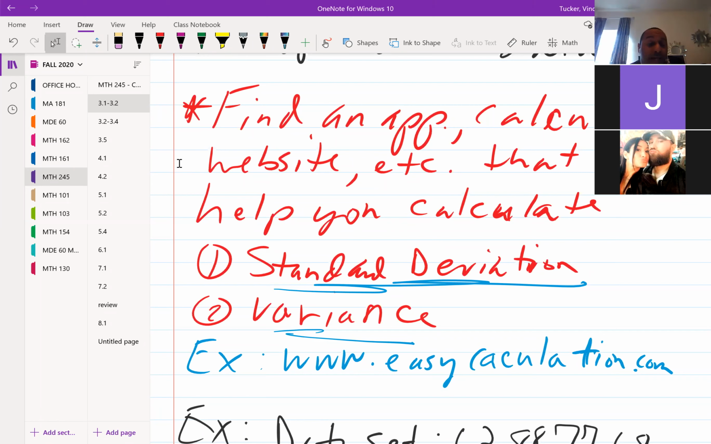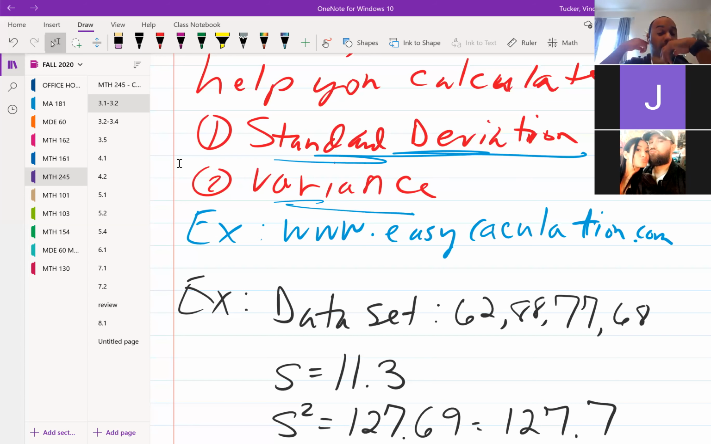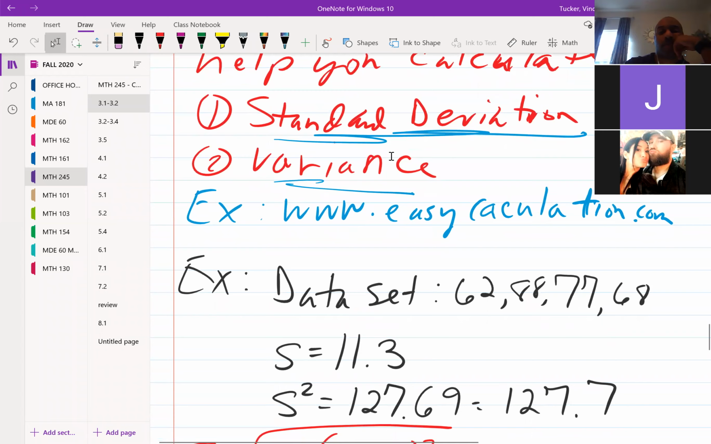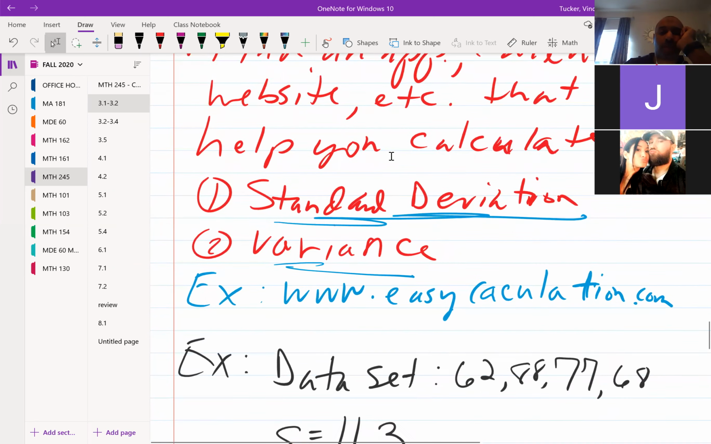I'm not asking you to buy anything, but some people have chosen to do that in the past when they purchased an app because they were going to use it for other things. Easycalculation.com is free. Most things out there are free for you to be able to calculate the standard deviation and the variance. But all you want to do is be able to type it in and then hit enter. So you want an app, calculator, website, or something of that nature that will help you calculate the standard deviation and the variance.